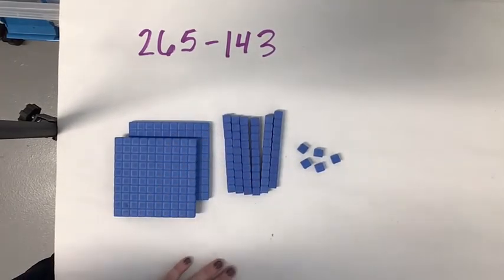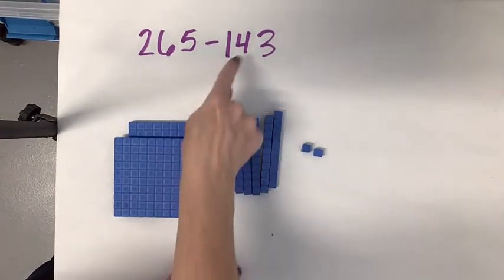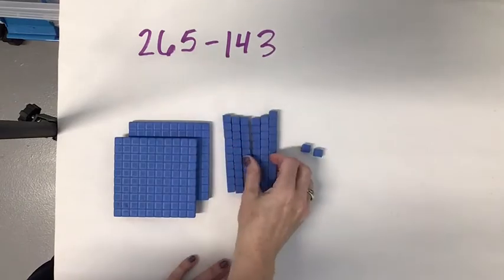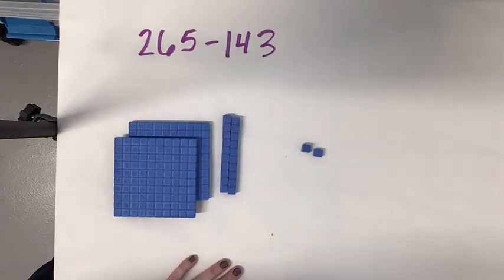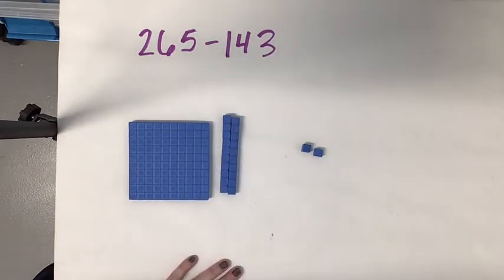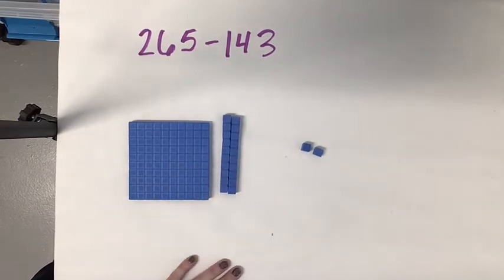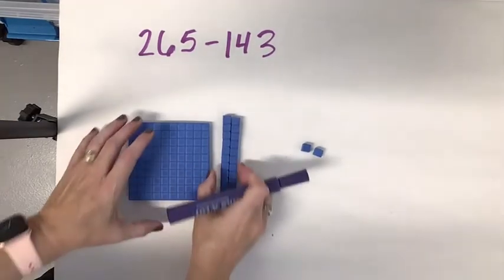So let's start with the units. I'm taking 3 units away. They're gone. I also need to take 4 tens away. I've taken those away. And then I need to take 100 away. I've taken those away. So here's my answer. As easy as that, my answer is 122. So let's look at what that looks like when we write it out.